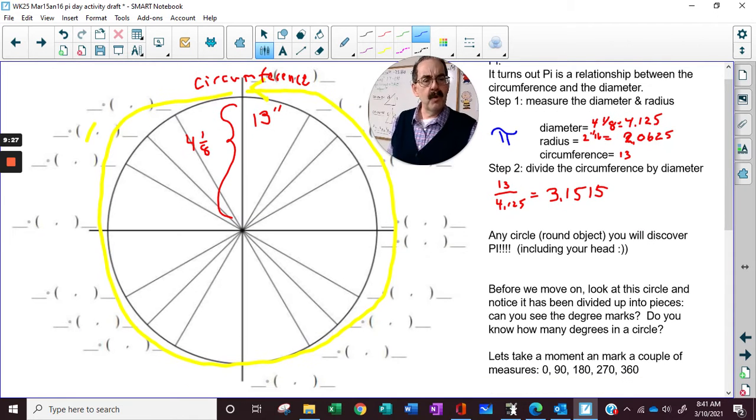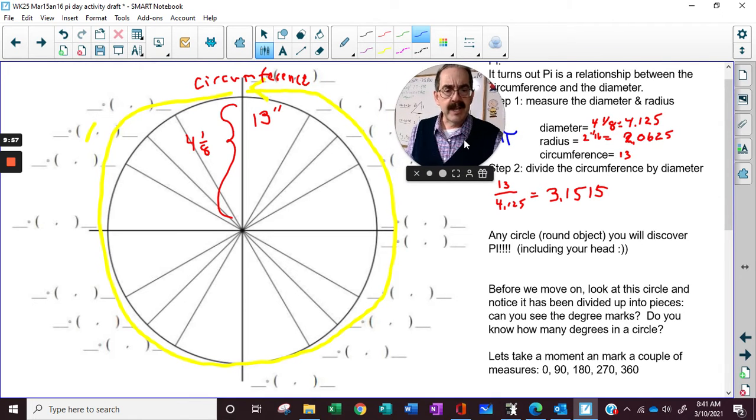All right. Before we move on, look at this circle and notice it's been divided up into a bunch of pieces. What are all these symbols? Do you know how many degrees are in a circle? Okay. Now, as a class discussion, pause this video and have a discussion. How many degrees in a circle? For you skateboarders, come on, help us out. A 360, okay? So pause the video. You guys have a class discussion.